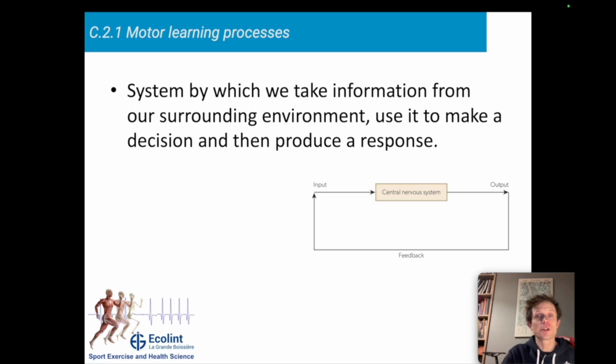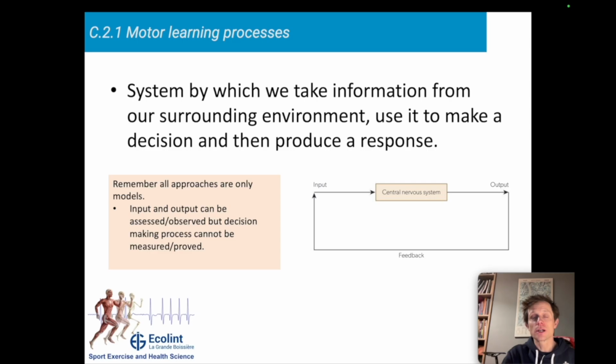So we have an input, we have our central nervous system or our decision-making apparatus, and then we have the output. Now, in reality, one of the problems with this information processing model is that we don't really know what goes on in that central nervous system. We can measure the inputs and we can measure the outputs. However, we can only come up with models that might suggest how the central nervous system is working to make those decisions. It's very difficult to prove exactly what's going on inside that information processing system. One thing to remember is that these are just models which are constantly being refined.